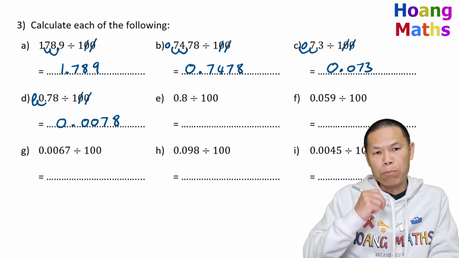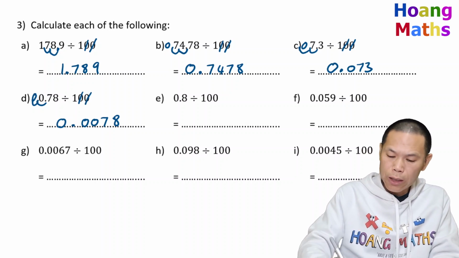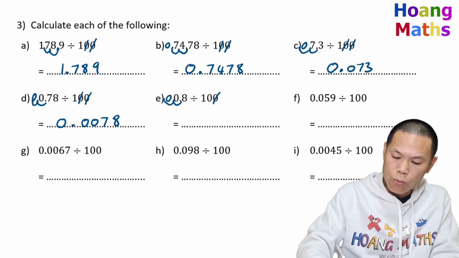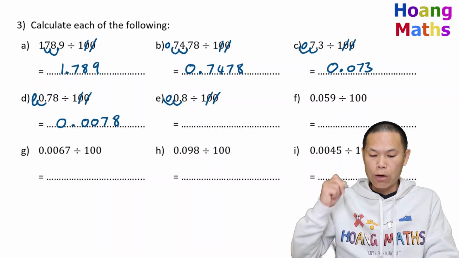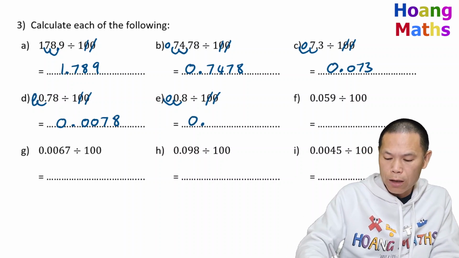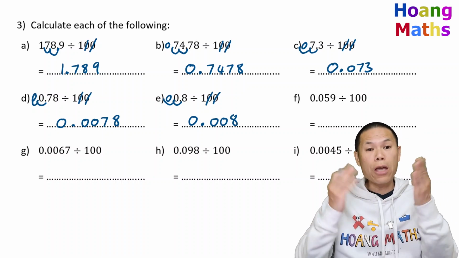Part E. So 0.8 divided by 100. So we move 1 more time, we cancel that. We'll put a 0 here. 1 more time, we cancel that. So 0.008. So we put a 0 in front. So 0.008. So there you go.